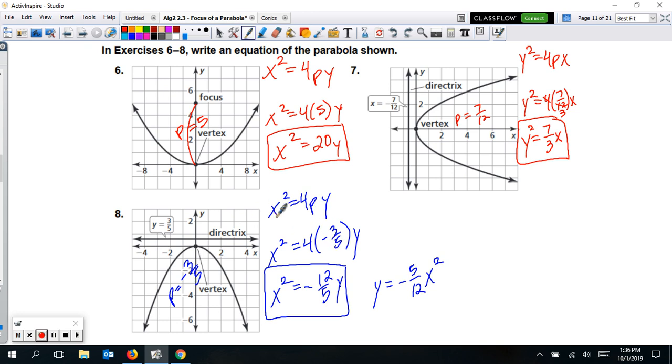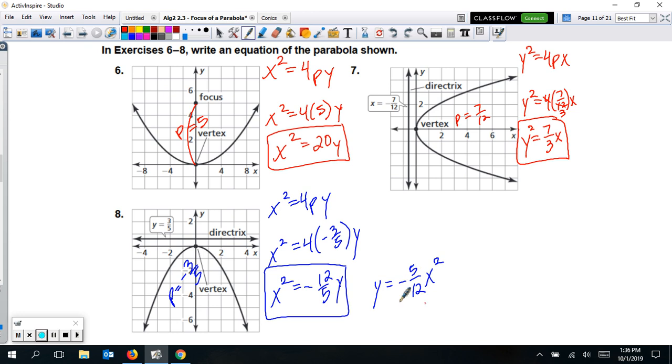We got the x squared one on here because it's opening down. So you're not switching the x and the y on this one. And so then you're going to say, okay, 4 times the negative 3/5 is a negative 12/5. So you're just saying 4 times 3 basically on the top, getting the 12. So x squared equals negative 12/5 y.